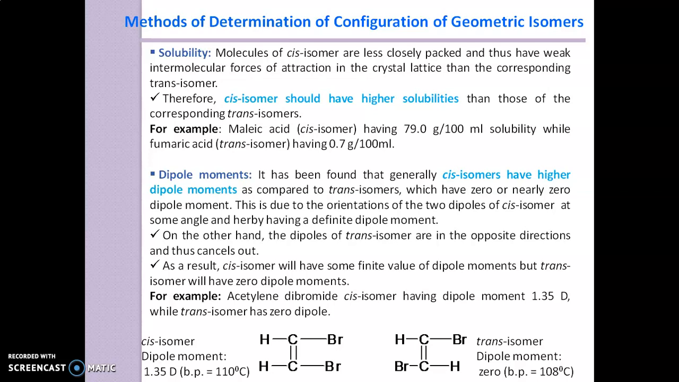As a result, the cis isomer will have some finite value of dipole moment, but the trans isomer will have 0 dipole moment. For example, in acetylene dibromide, the cis isomer has a dipole moment of 1.35 while the trans isomer has 0 dipole moment. Here is the example of acetylene dibromide, the cis isomer having a dipole moment but the trans isomer having 0 dipole moment.